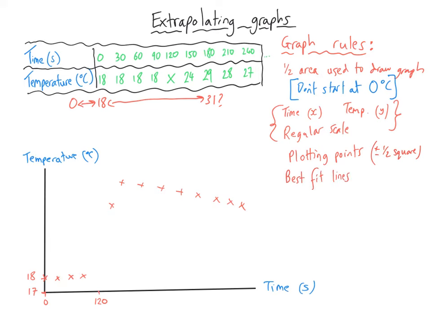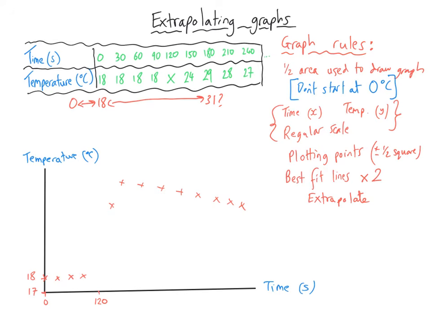And then the final marks are for plotting best fit lines. We need to draw 2 best fit lines for a graph like this, because there are 2 distinct regions where we can see a trend. And not only do we draw best fit lines, we need to extrapolate those best fit lines to go beyond the range where we have data. To extrapolate means to look at the pattern and work out what would happen if that pattern had continued.